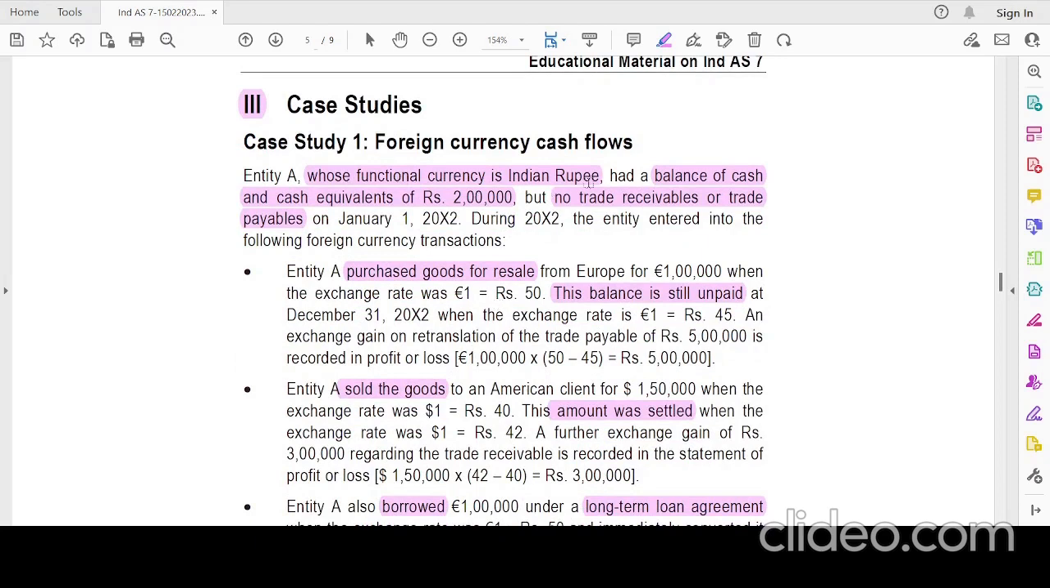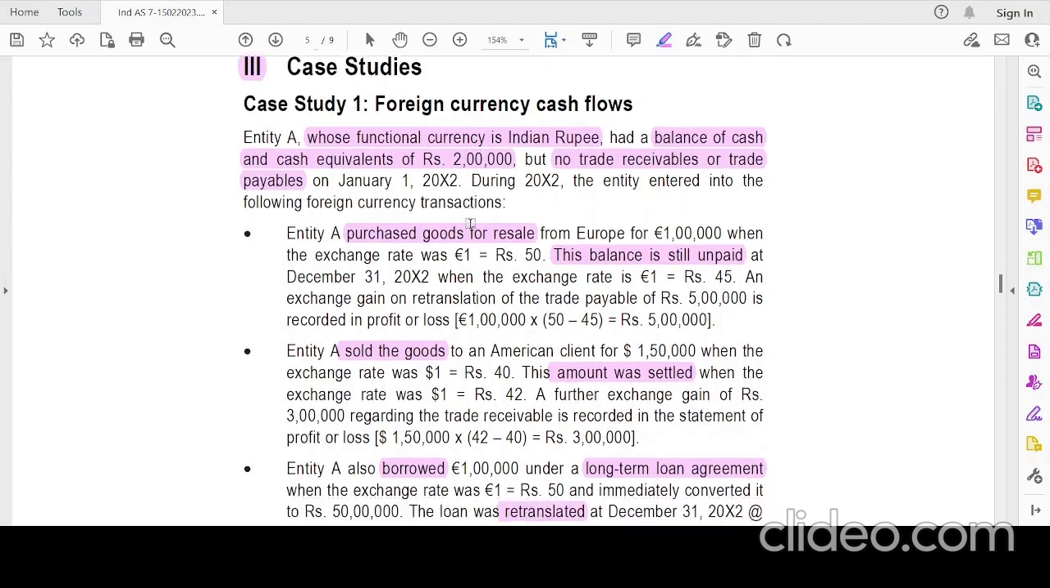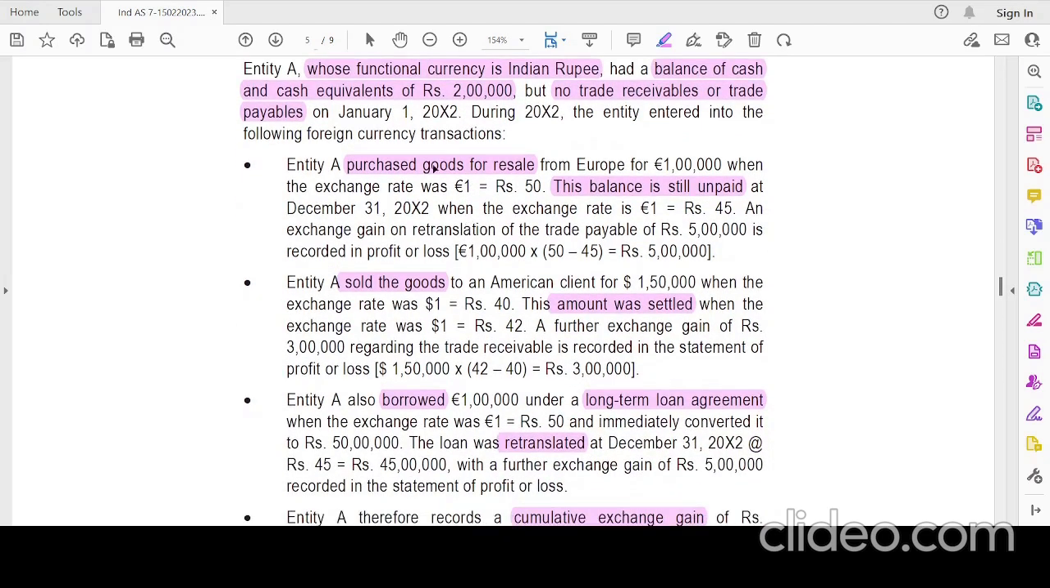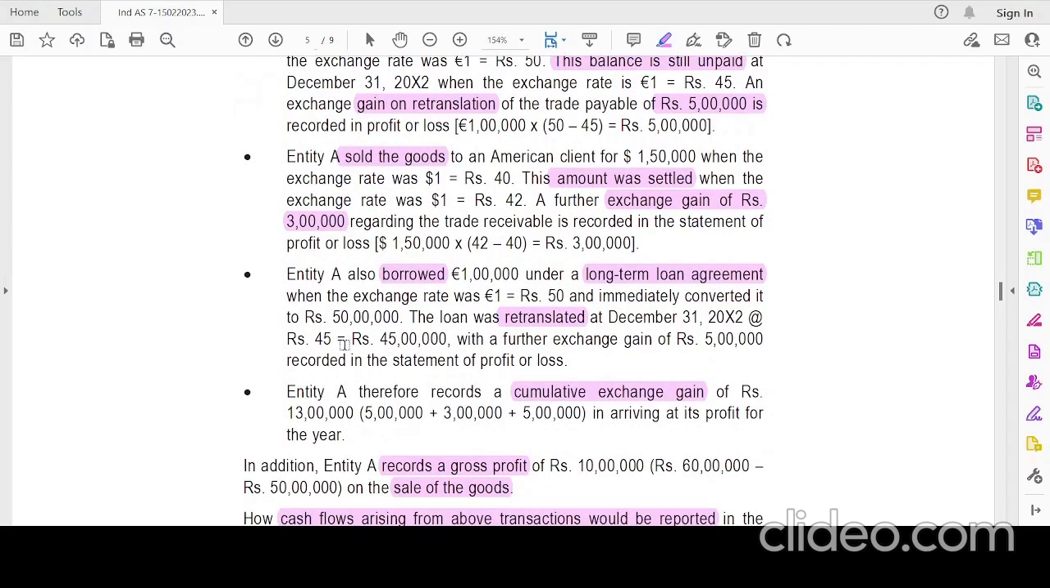Entity A, whose functional currency is the Indian rupee, has a cash balance of 2 lakh but has no trade receivable. So as on the opening date, there is no trade receivable or trade payable, only opening cash is there. During the year, the entity has entered into a purchase of goods, the balance is still unpaid, and it has an exchange gain on retranslation. Then it has sold goods, the amount was settled, and the exchange gain was 3 lakhs, which has been recorded in the statement of profit and loss account.